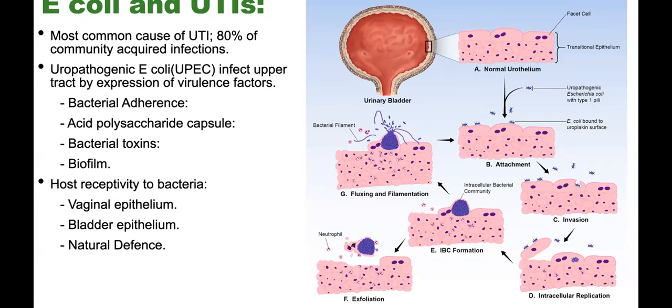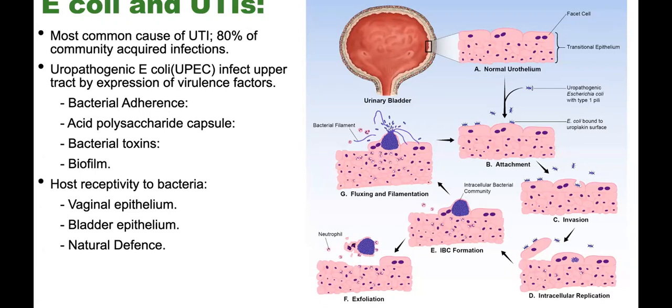E. coli has the ability to infect the urinary tract through virulence factors. You have factors such as bacterial adhesion molecules, so the bacteria can adhere to the mucosa of the bladder and other organs of the urinary tract through adhesion molecules. The most common ones are pili, type 1 and P.